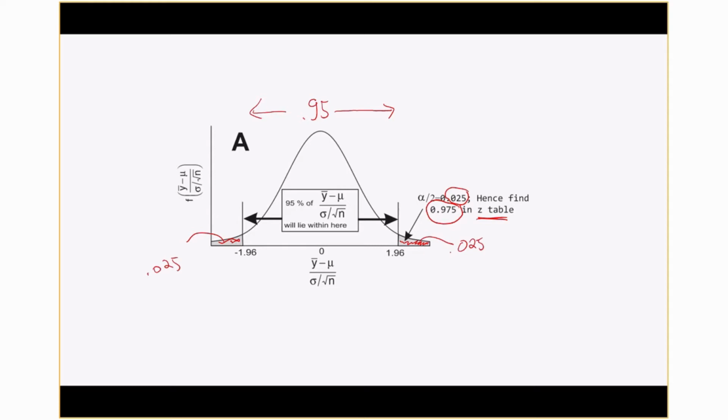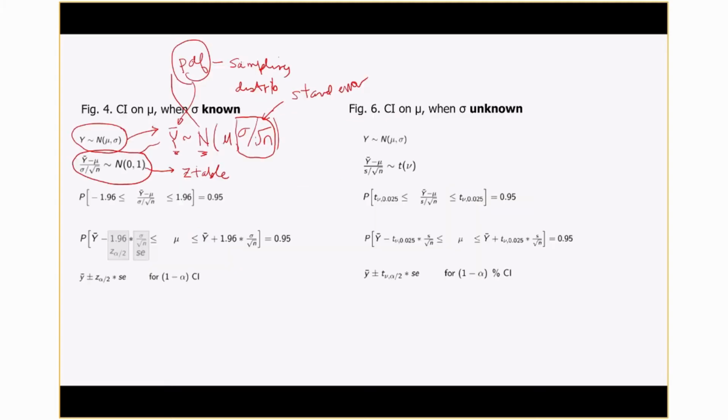So what we're thinking about is the set of all possible observations of sample means minus the population mean divided by the standard error, sigma root n. 95% of those we determined from our Z table would lie between minus 1.96 and positive 1.96. So we come back here, and that's what this is saying.